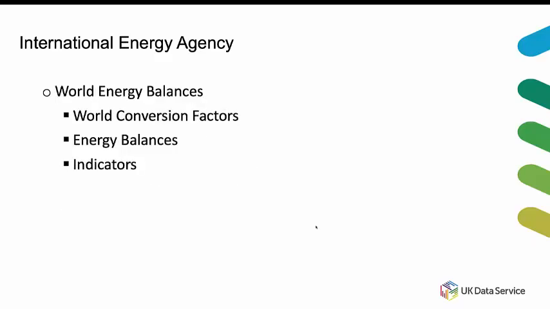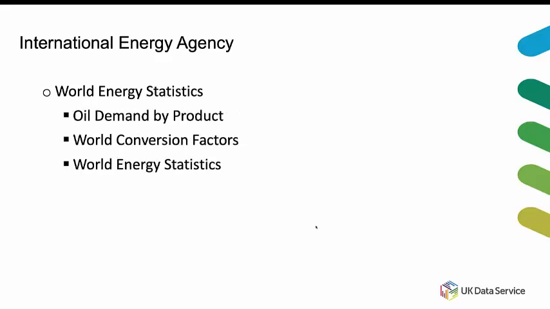World energy balances, so I'm not going to say too much about these. They can quite often be summaries of data in other parts of the IEA data, but net calorific values, energy balances in matrix forms, and 50 energy, economic, and coupled indicators. The world energy statistics: oil demand by type of oil, net calorific values again for conversion factors, and detailed energy use by product.